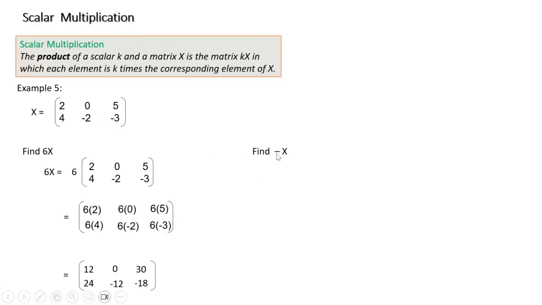Now it says find negative X. Negative means negative 1 times matrix X, the same thing as -1 times every element in matrix X. -1 times 2 is -2. -1 times 0 will give us 0. -1 times 5 will give us -5. -1 times 4 will give us -4. -1 times -2 will give us +2. And -1 times -3 will give us +3. Here's my solution.